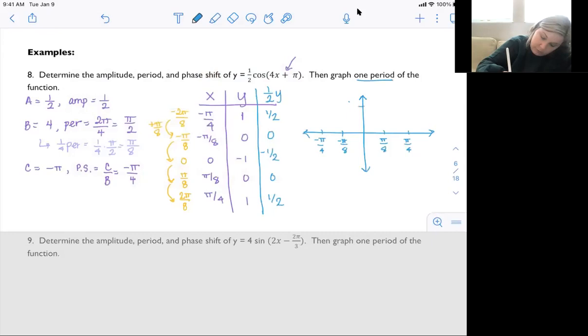And I'm going to call this positive 1 and this negative 1. So there's my halves there in between. These graphs don't need to be super precise. This is why I keep saying you don't really even need graph paper. So negative pi fourths is at positive 1/2. Negative pi eighths is at 0.